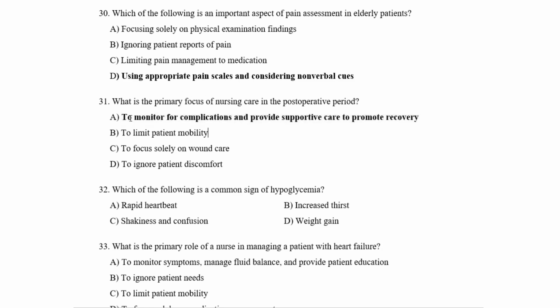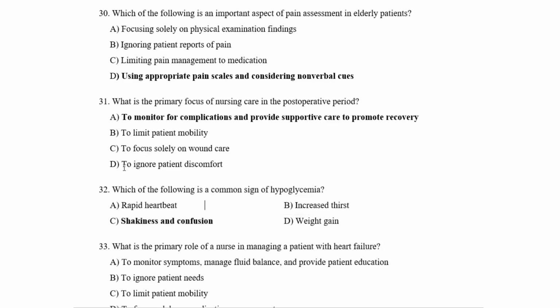Well, त्यसै गरी हामी क्वेशन नम्बर 32 मा हेरौं त. Which of the following is a common sign of hypoglycemia? Option A मा रहेछ rapid heartbeat. Option B मा रहेछ increased thirst. Option C मा रहेछ sickness and confusion. Option D मा रहेछ weight gain. यसको सही उत्तर हो option C, sickness and confusion.